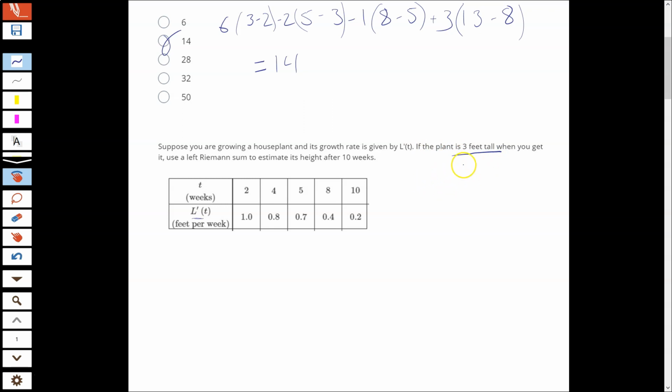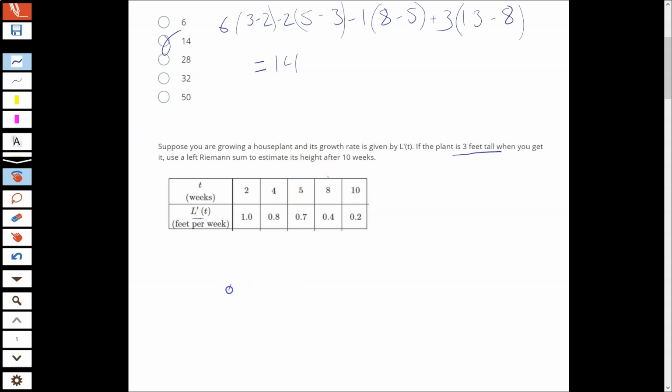Okay, so we don't need that number right away, but we are going to need to use that number, right? Because we want a total height, so we're going to do 3 feet plus whatever we get here, right? Because how tall the plant is going to be is how tall it is when it starts, plus all of the changes to the height of the plant. Okay, so we're going to use a left Riemann sum, and I actually didn't give you how many subintervals to use, but we'll use them all, right?